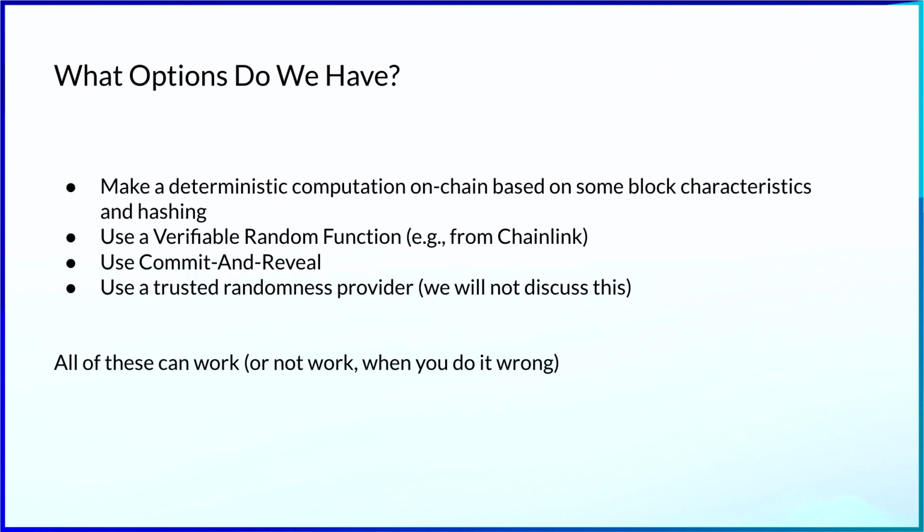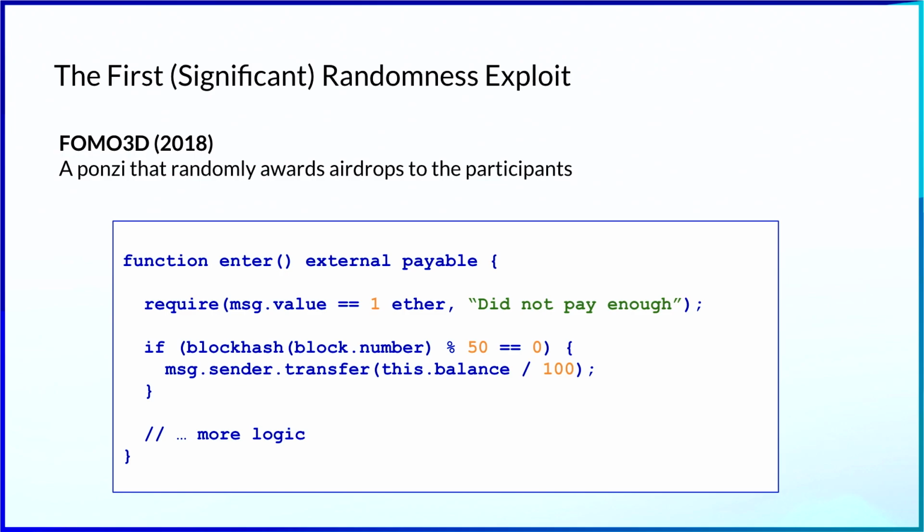They use something that we call a verifiable random function that you can implement yourself, or you can use some existing implementation. There is one provided by Chainlink. It includes a commit and reveal scheme, which I will be talking about. It's a design pattern. And we can also use something that I'm calling a trusted randomness provider. It would be a trusted agent that will just generate random data off-chain and send them on-chain. But this is the part that I will not be discussing because this is not really decentralized. So all these techniques can actually work if you use them correctly, and all of them can fail if you use them wrong. And this is what the talk will be about.